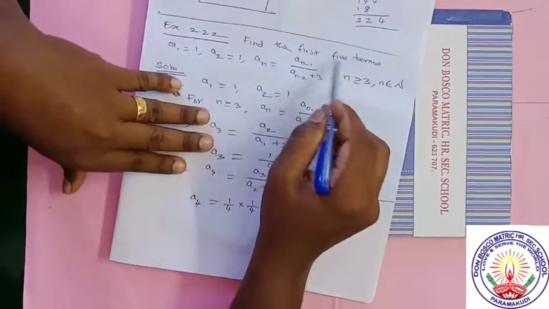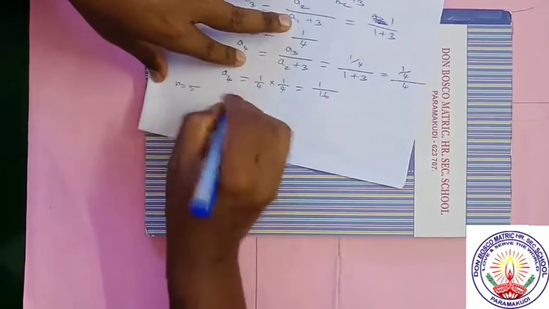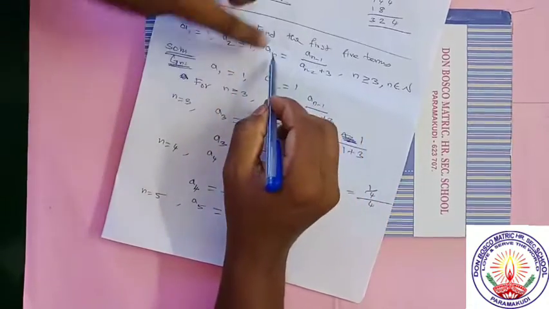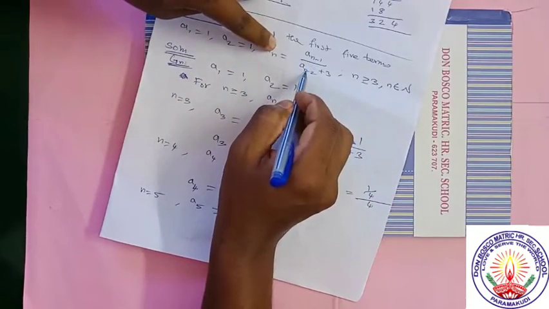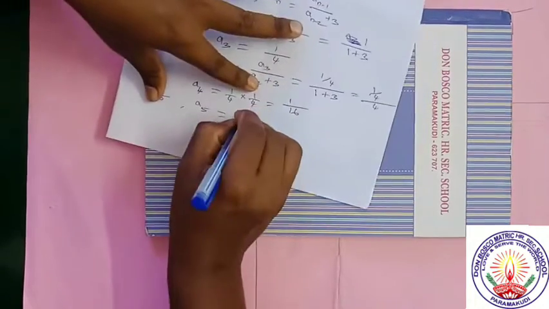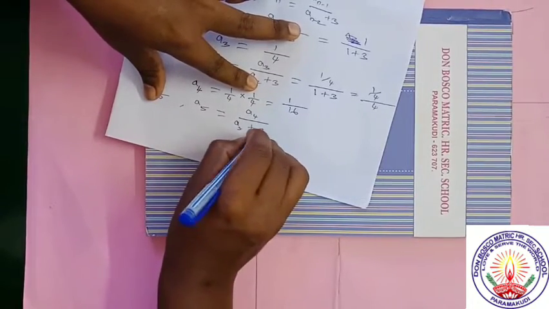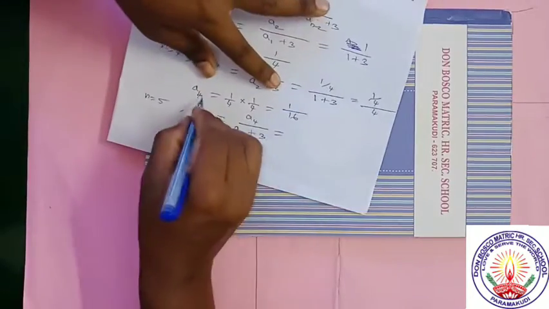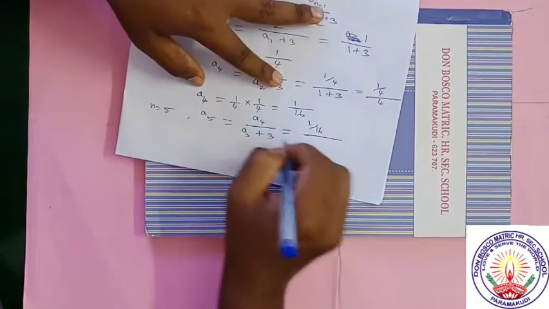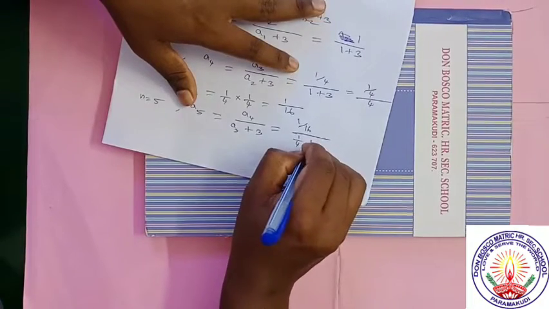Our question is to find the first 5 terms. We have found first 4 terms. Next term, when n is equal to 5, a5 is equal to, what is this? When n is equal to n, it is previous term, it is next previous term. So first and next previous term, n is equal to 5, a4 divided by term a3 plus 3. So a4 means, what is a4? a4 is equal to 1 by 16. So 1 divided by 16 divided by a3. What is a3? a3 is equal to 1 by 4. 1 by 4 plus 3.